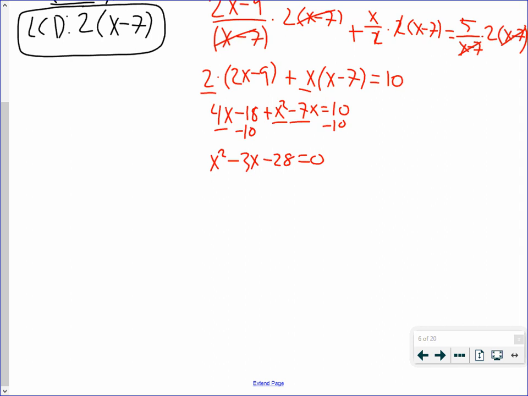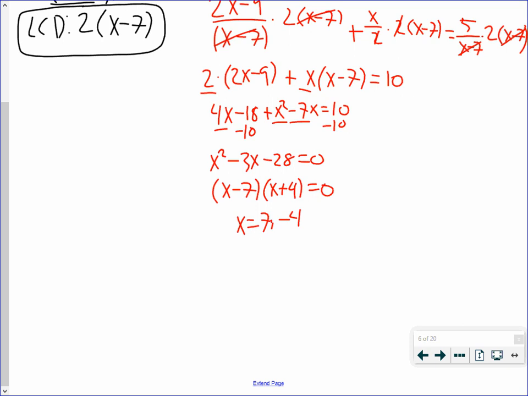So I do have a quadratic. If I have a quadratic set equal to 0, I just need to figure out the factors of that quadratic, and that's going to be my solutions. When I factor x squared minus 3x minus 28, I get x minus 7 times x plus 4, and that's all going to equal 0. So my solutions are x equals 7 and negative 4.